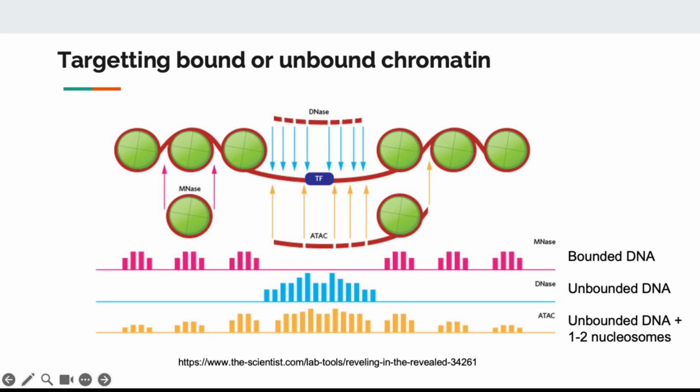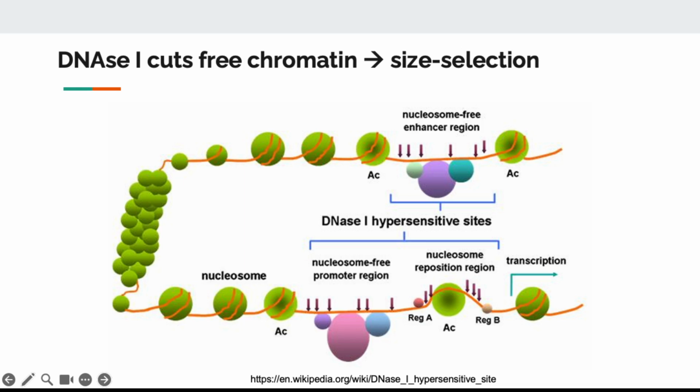If you do DNase reaction, then the reads that you get will map to open DNA. If you do MNase reaction, the reads that you get will map to closed DNA. But if you do ATAC sequencing, you will get a combination of both. So let's see in more detail. DNase can cut open chromatin, open DNA basically, because the enzyme has to be able to access that DNA in order to cut it.